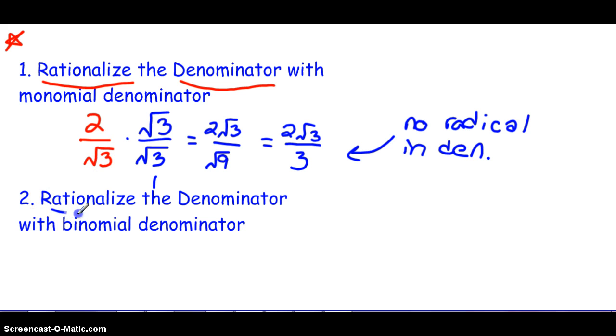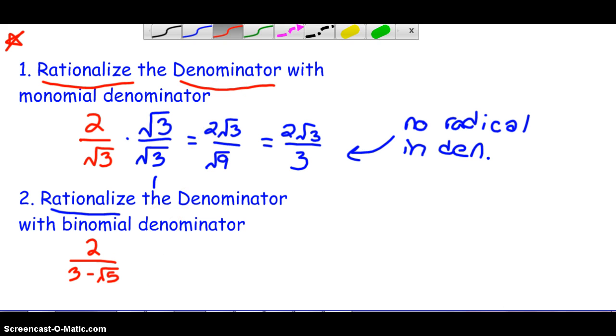So what would it look like if I wanted to rationalize the denominator? Let me grab my red again. And I have a binomial denominator. So in other words, what if I had 2 divided by 3 minus, and let's do root 5 this time. I still have the same problem. I have a radical in the denominator, and I do not want that radical in the denominator.